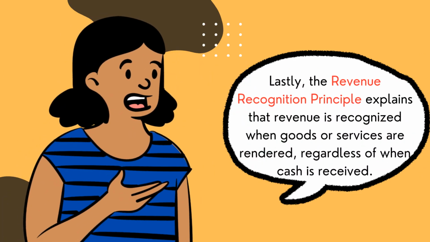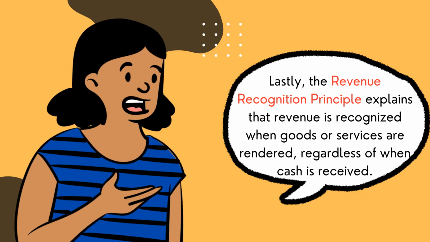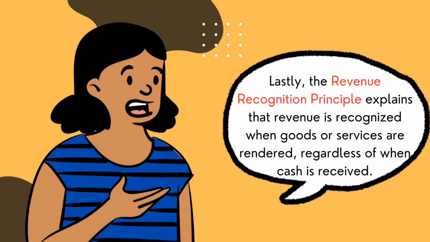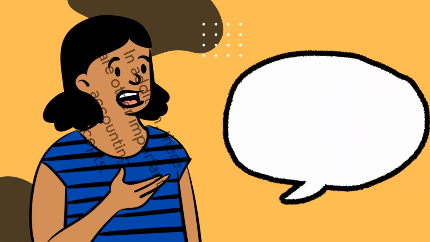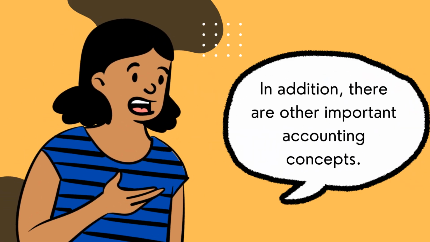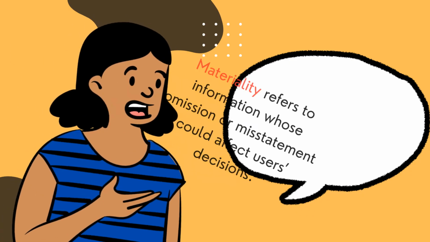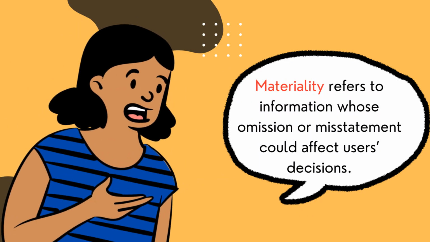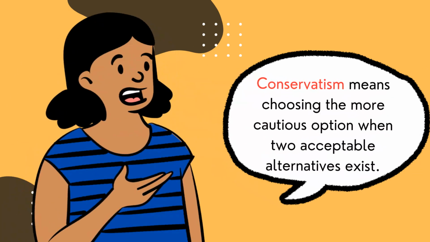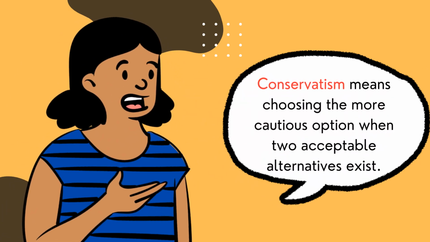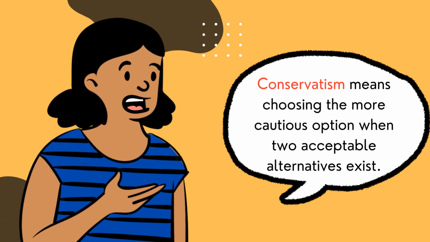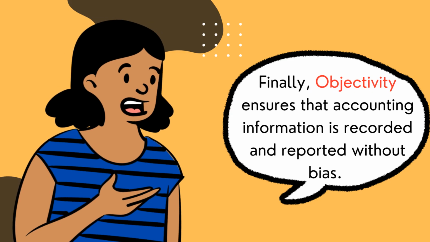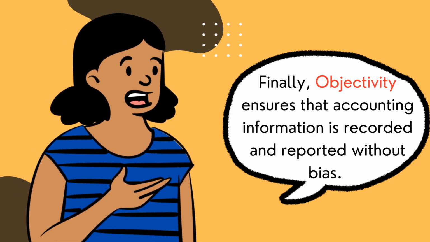Lastly, the revenue recognition principle explains that revenue is recognized when goods or services are rendered, regardless of when cash is received. In addition, there are other important accounting concepts. Materiality refers to information whose omission or misstatement could affect users' decisions. Conservatism means choosing the more cautious option when two acceptable alternatives exist. Finally, objectivity ensures that accounting information is recorded and reported without bias.